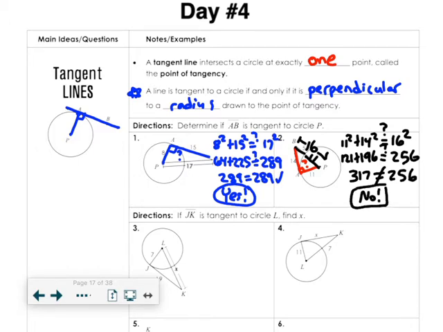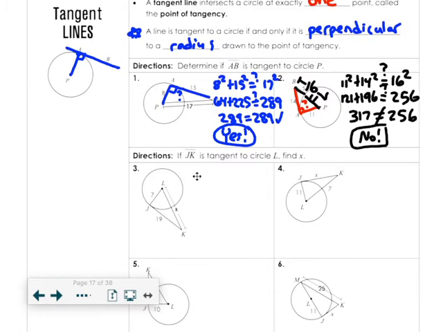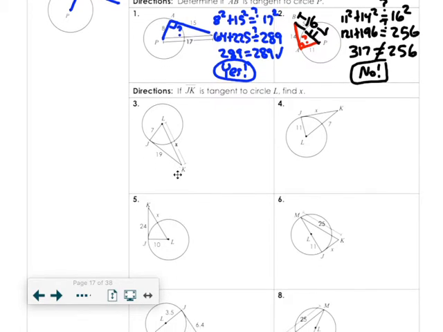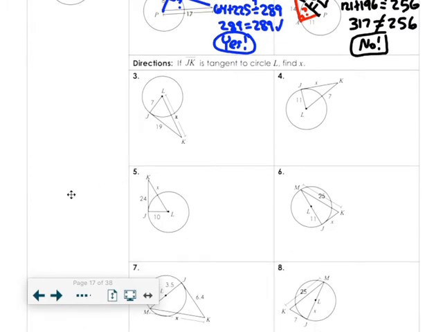So if you get a question about whether it is or is not a tangent line, you're going to use the Pythagorean theorem to check for that. Then there are some problems that go the other direction. So a lot of Pythagorean theorem if you're looking at tangent lines. Now they're just saying find x.